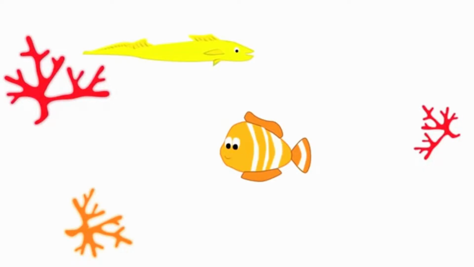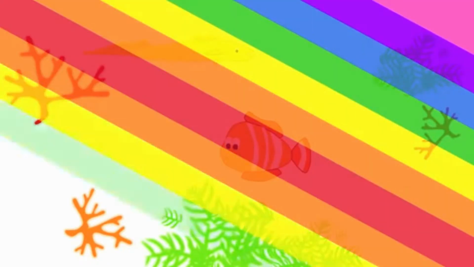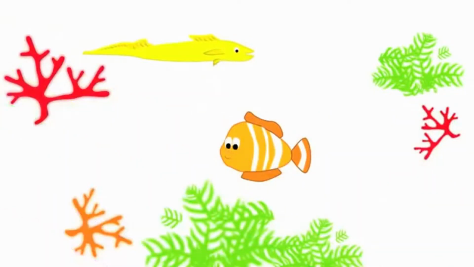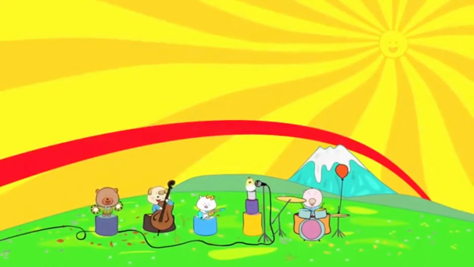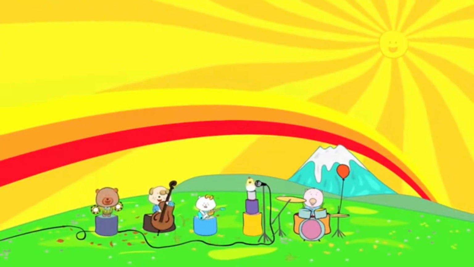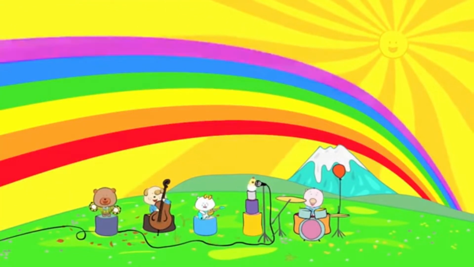Rainbow colors everywhere. Red, orange, yellow, green. Rainbow colors everywhere. Blue, purple, pink. Red, orange, yellow, green. Blue, purple, pink.